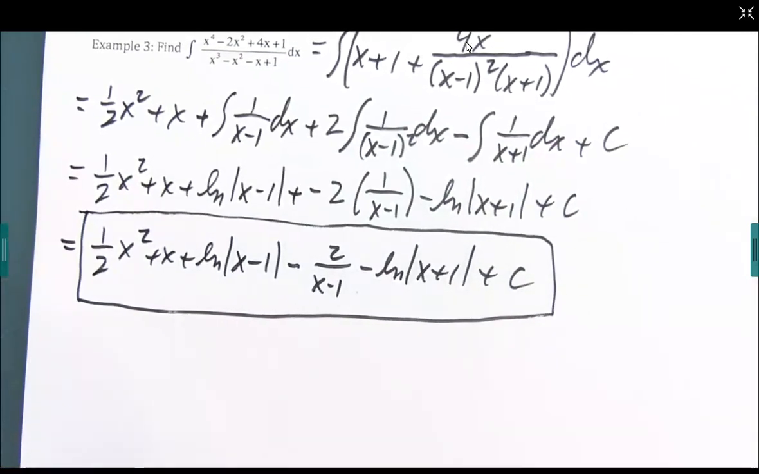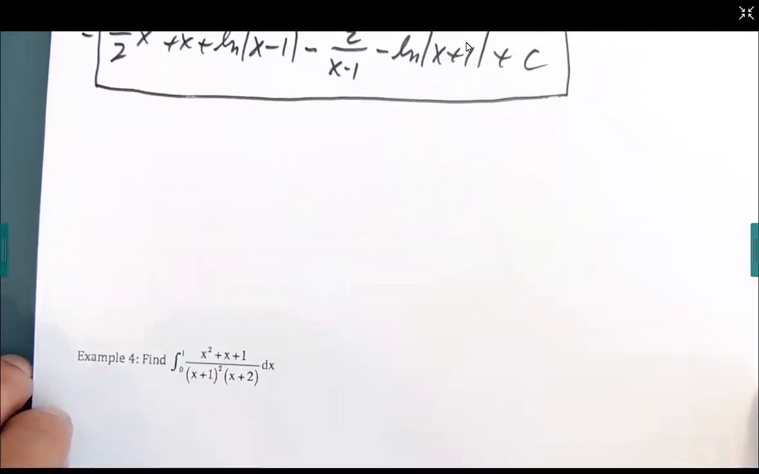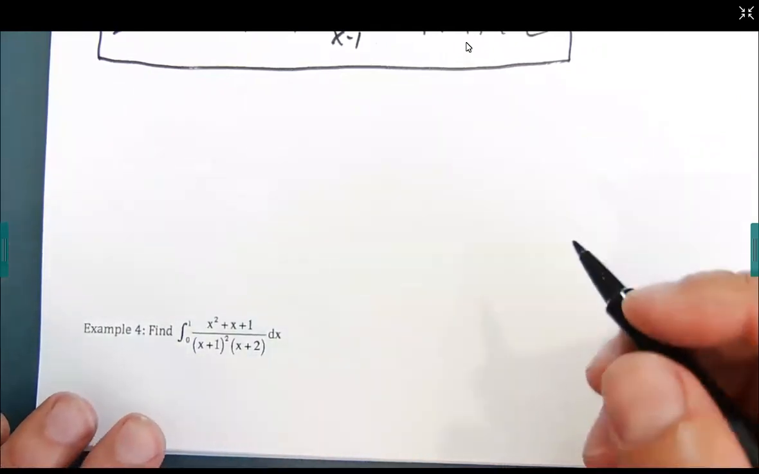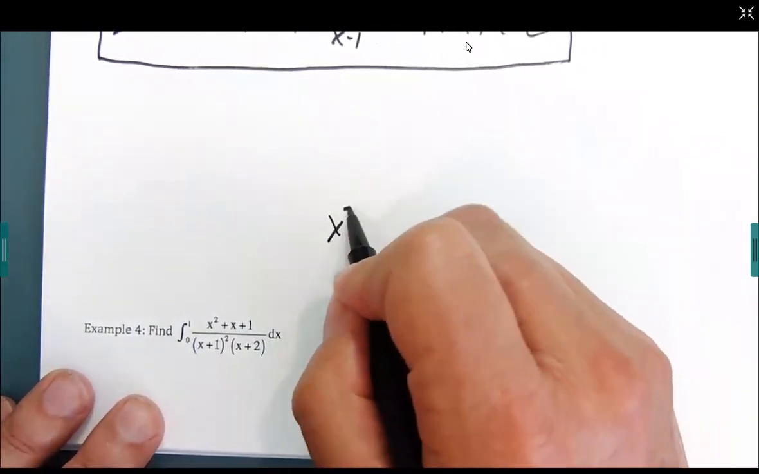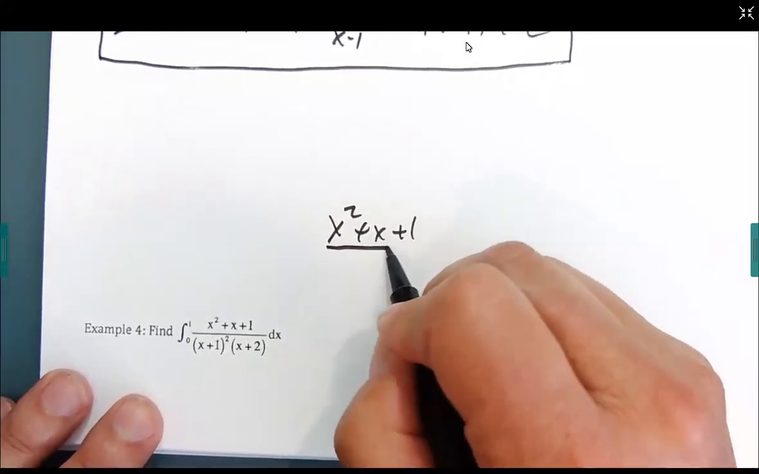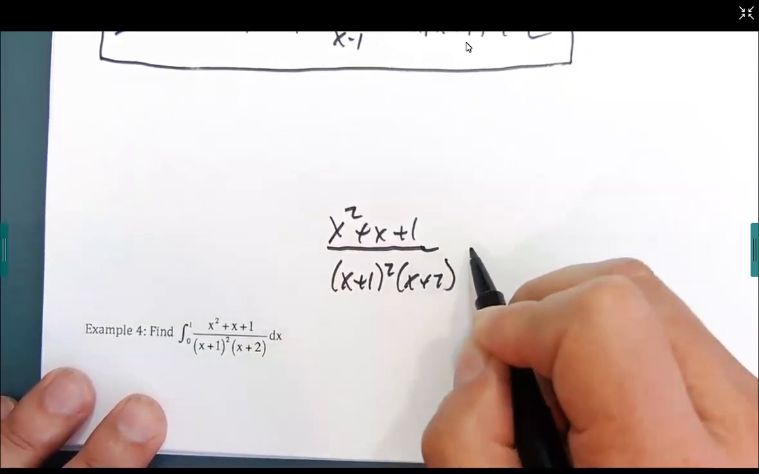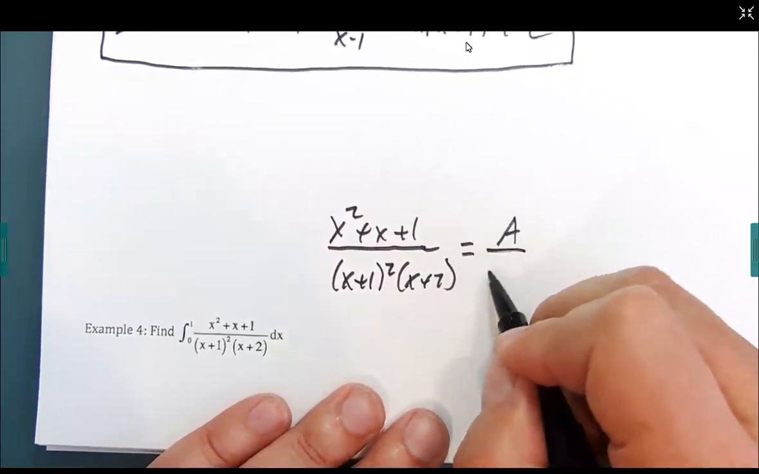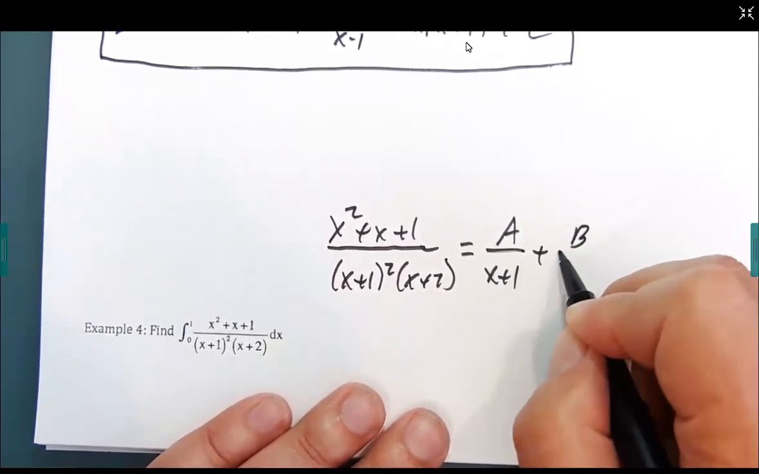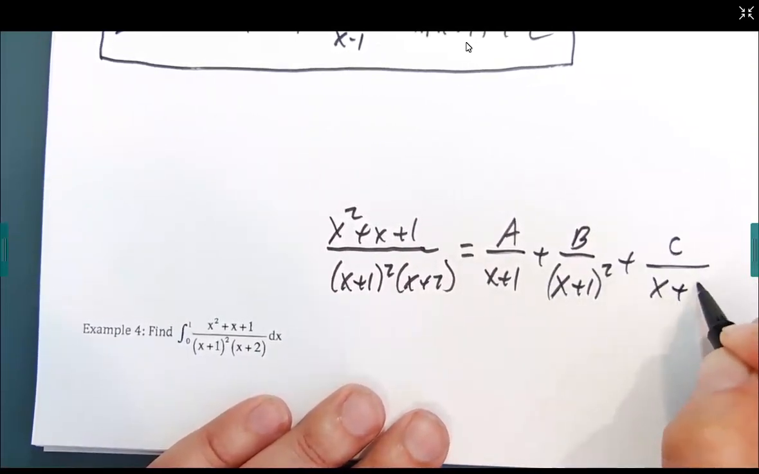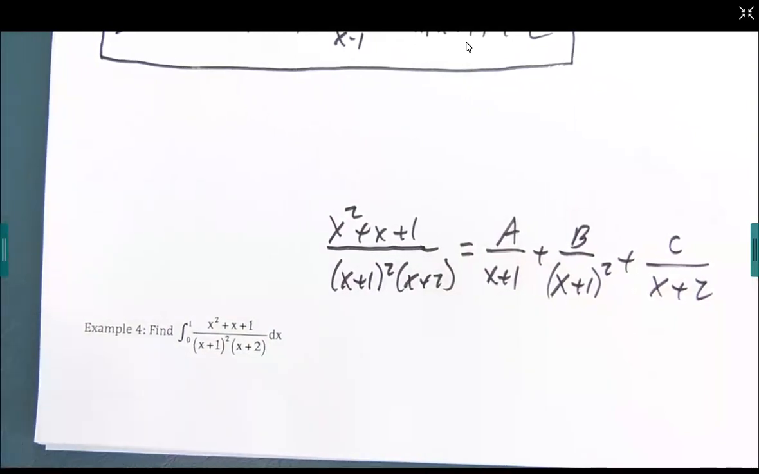That one is messy. So for example 4 down here, you can see I don't have a lot of room. I'm not going to finish 4. I just want to set it up for you as far as the partial fraction decomposition goes. So x squared plus x plus 1 over x plus 1 squared times x plus 2. And so this is going to become a over x plus 1 plus b over x plus 1 squared plus c over x plus 2. And you can see this is very similar to what we just did. This one is a definite integral, and I'm going to leave that for you to try. This video is already going to be way too long.